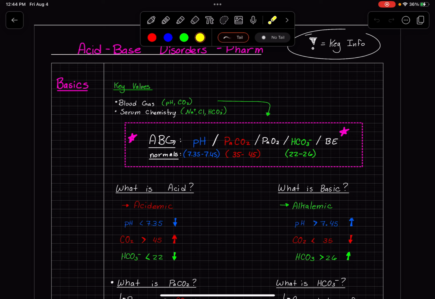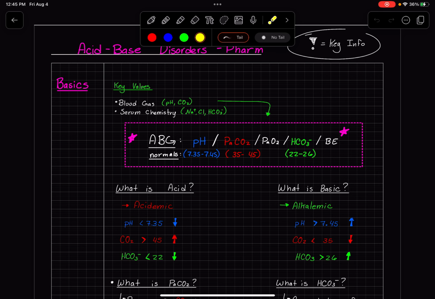But there's only going to be 3 values you really care about from these. It's going to be pH, PaCO2, which is just carbon dioxide, and then HCO3, which is bicarbonate. Okay, so the values you really care about with the normals are pH, which is going to be 7.35 to 7.45, carbon dioxide of 35 to 45, and HCO3, which is 22 to 26.